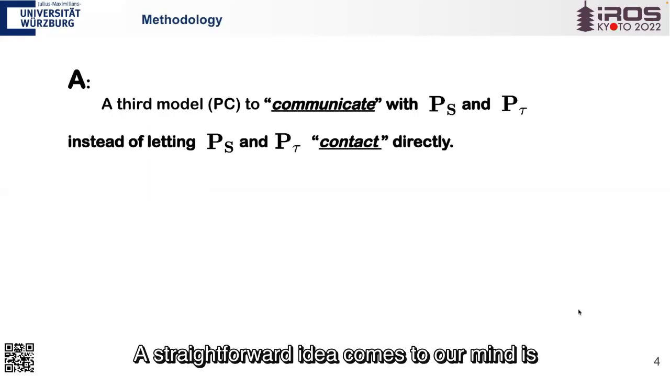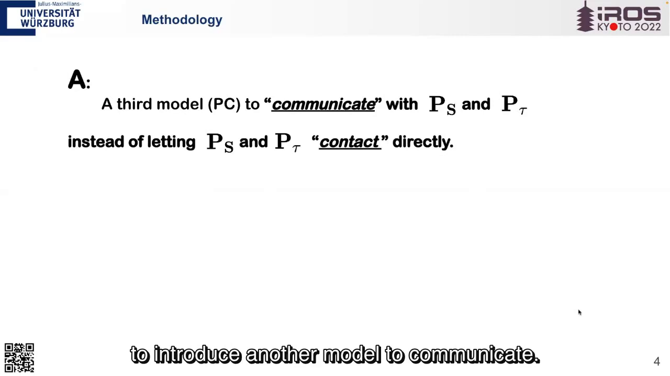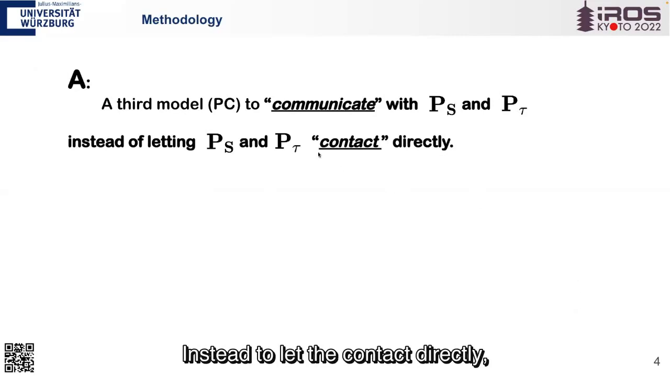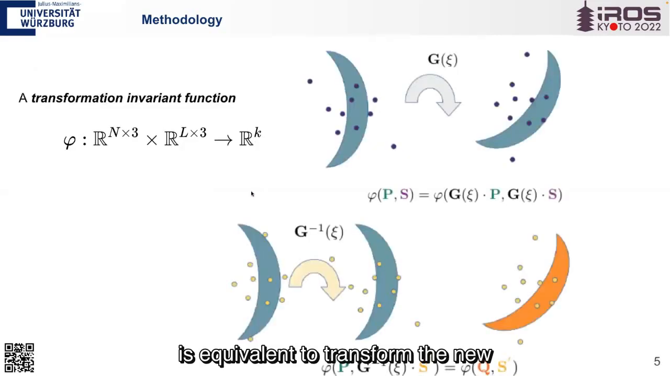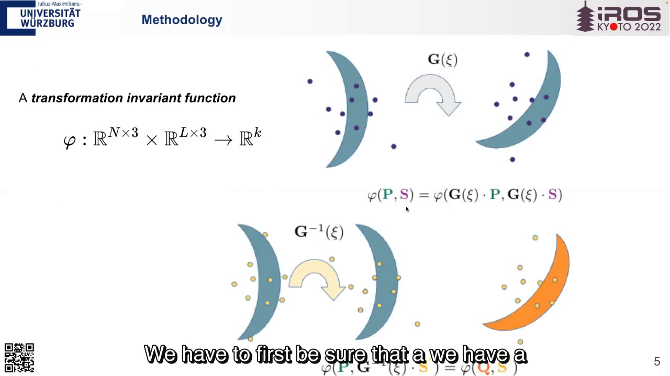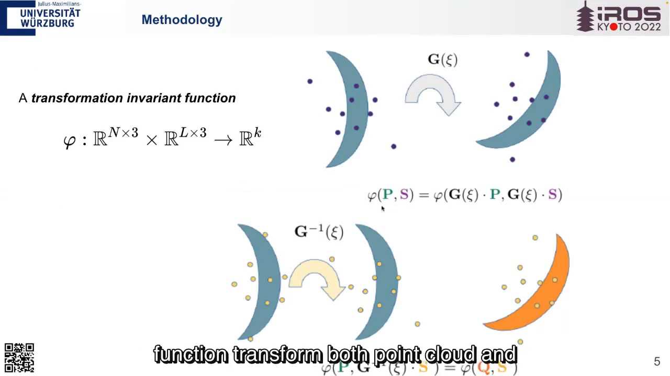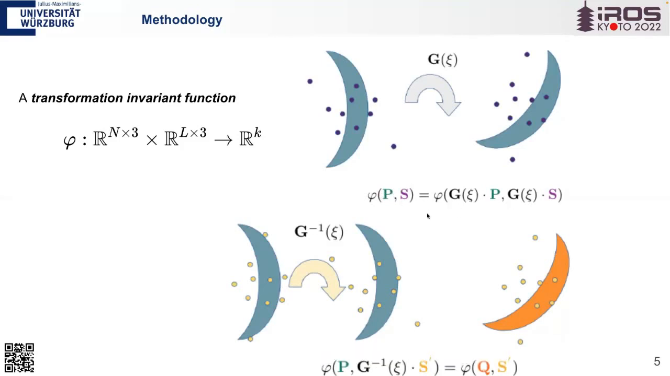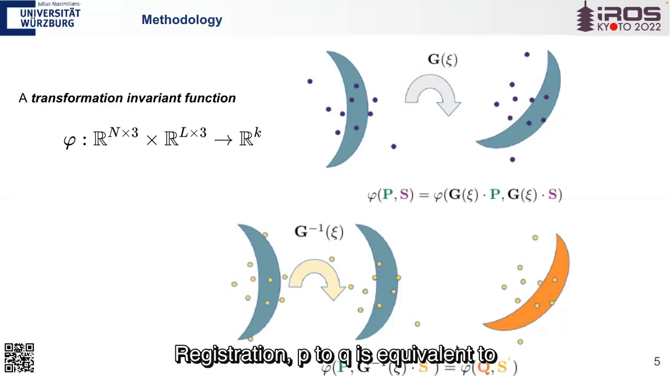A straightforward idea that comes to our mind is to introduce another model to communicate, instead of letting them contact directly, such that transforming the point cloud is equivalent to transforming the new model in the inverse direction. To make this work, we first have to ensure that we have a function such that transforming both the point cloud and the third model will not change the feature. That's what we call transformation invariant. With such a function, registering P to Q is equivalent to transforming S in the inverse direction.